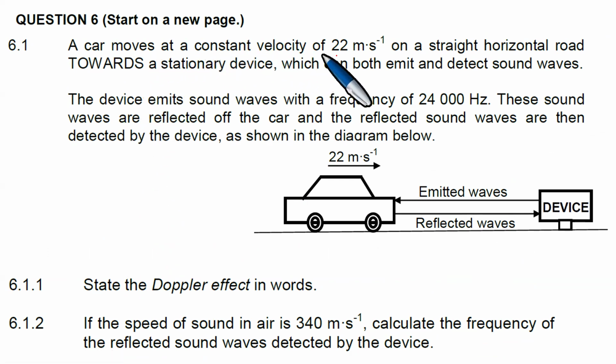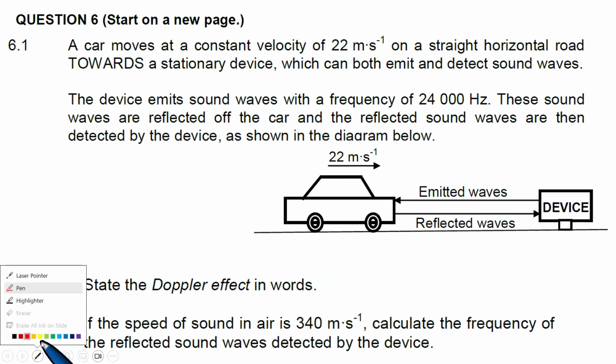A car moves at a constant velocity of 22 meters per second on a straight horizontal road towards a stationary device, which can both emit and detect sound waves. The device emits sound waves with a frequency of 24,000 hertz. These sound waves are reflected off the car, and reflected sound waves are then detected by the device as shown in the diagram below. State the Doppler effect in words.